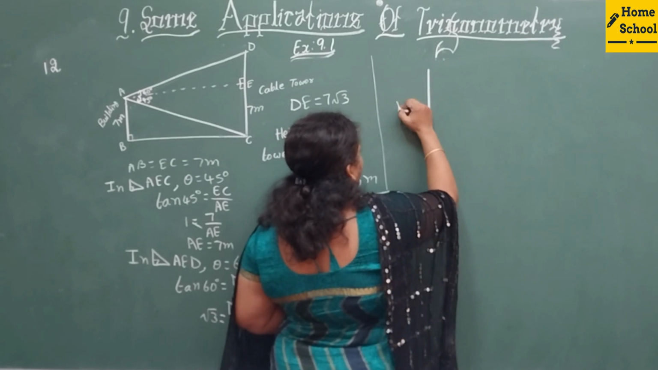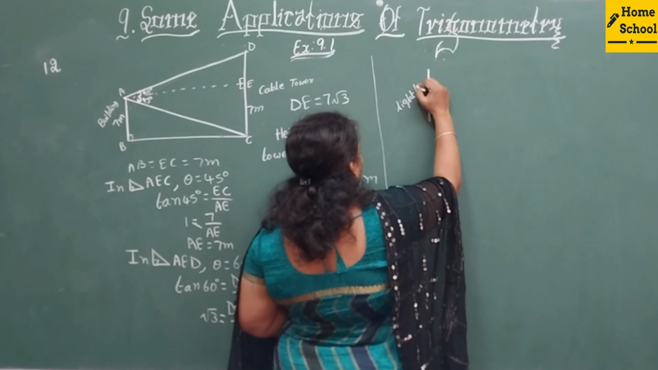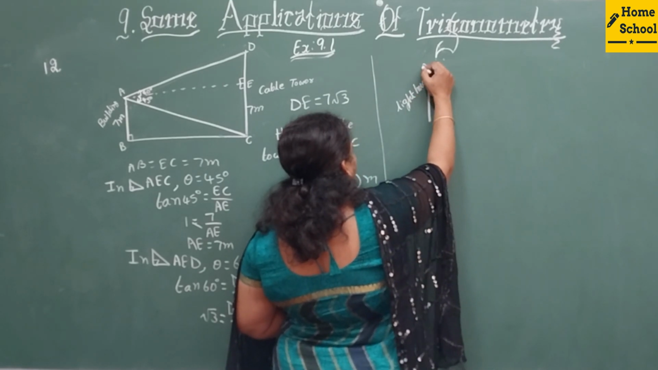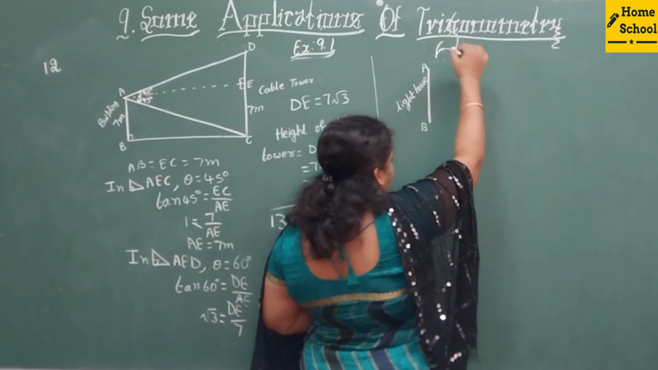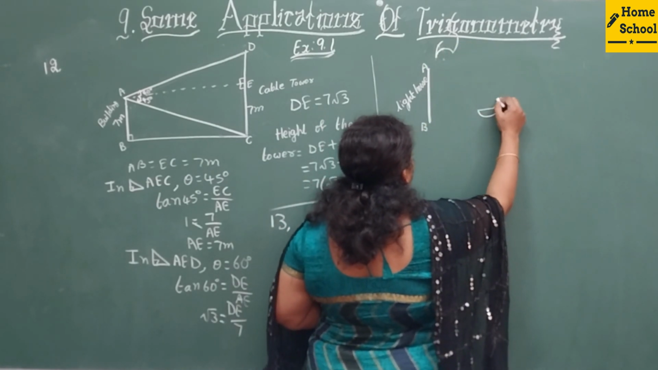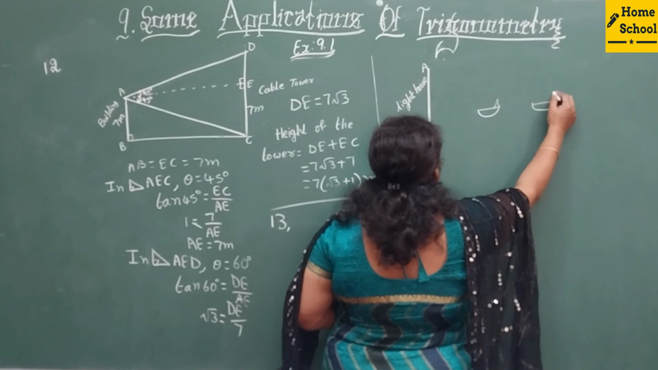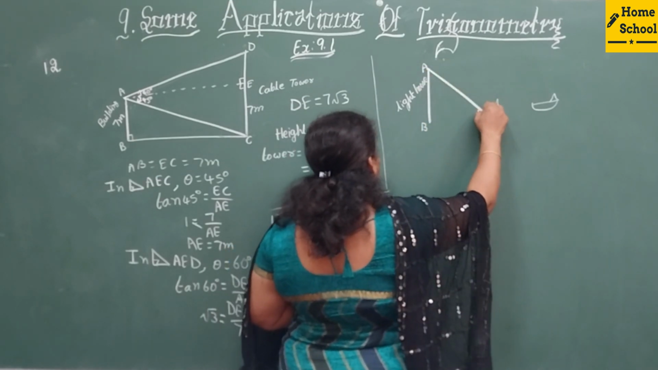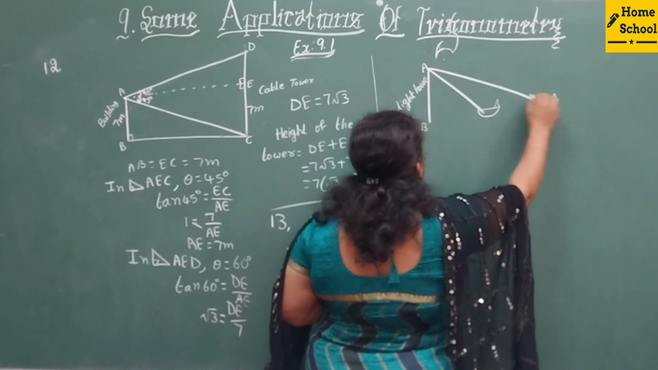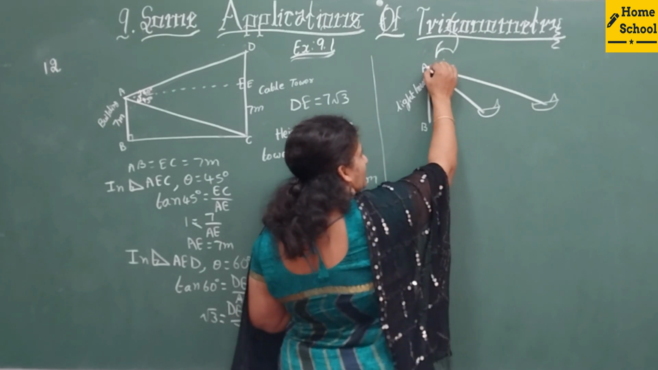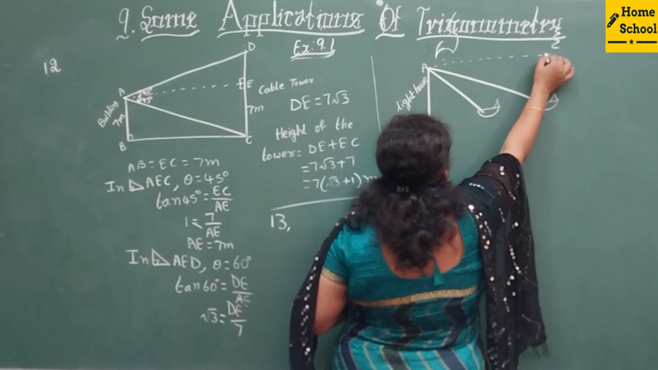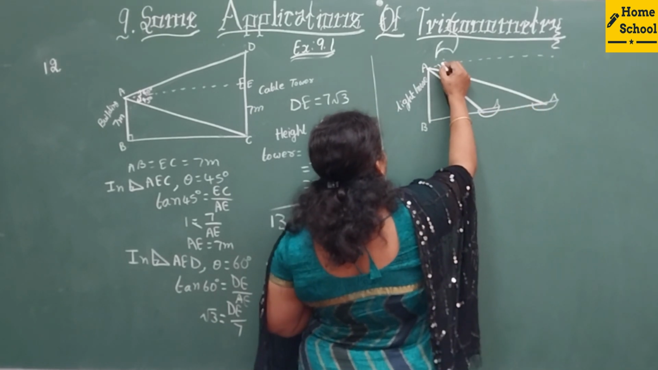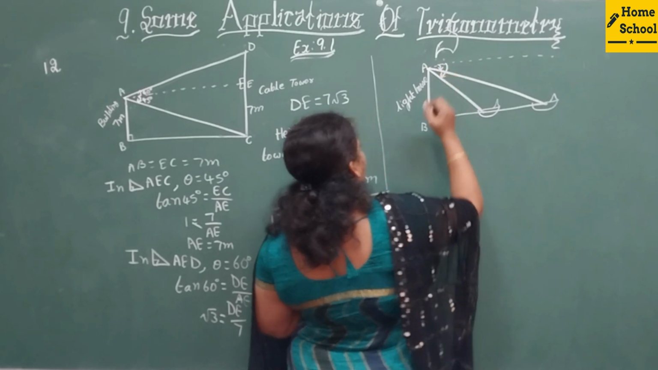Let this be the lighthouse. AB be the lighthouse. From the top of the lighthouse, you can observe two ships. Imagine both the ships are on the same side of the lighthouse. From top of the lighthouse, see the angle of depression. Angle of depression means draw a horizontal line and then join, you will get one angle, and from here to here one depression angle.